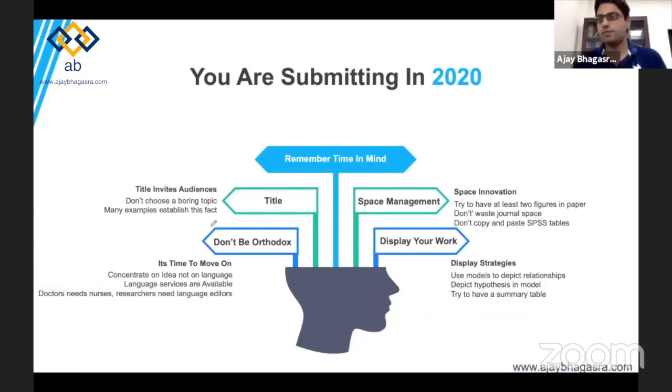Now, remember the time: you're submitting in 2020, my dear friends. You need to remember this. So why is it important? With all due respect to our very senior professors, the time has changed, right? Time has absolutely changed. You would invariably realize that those age-old things which someone would tell you do not stand today, right?